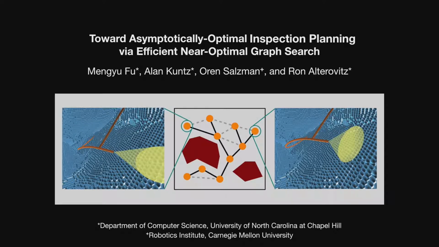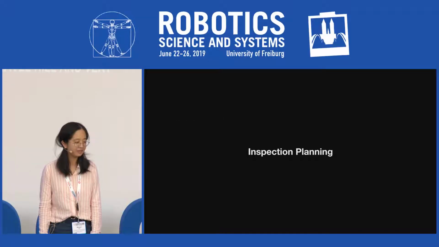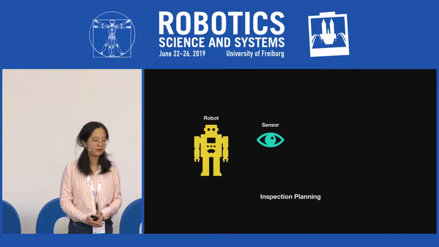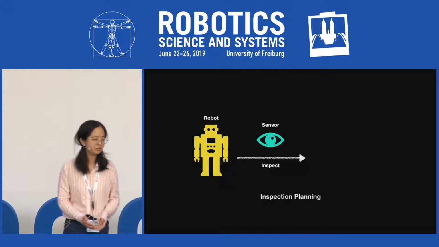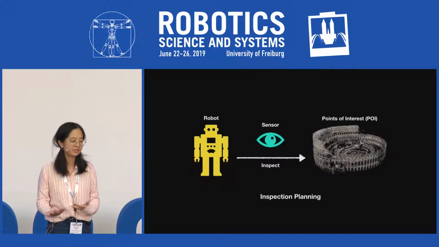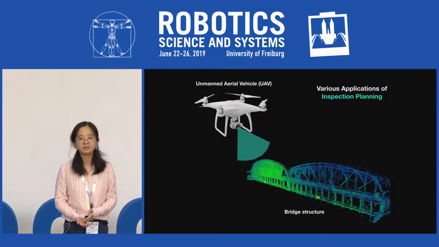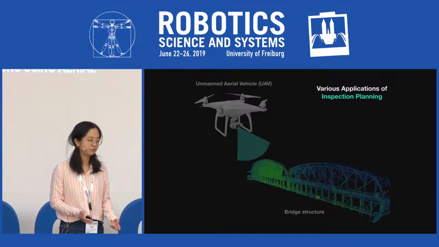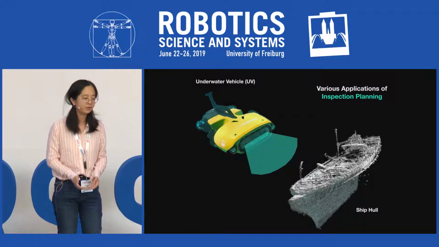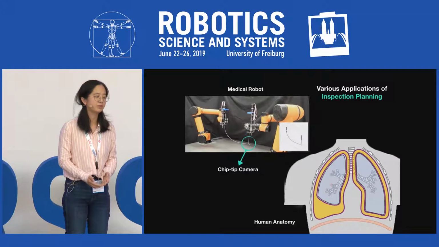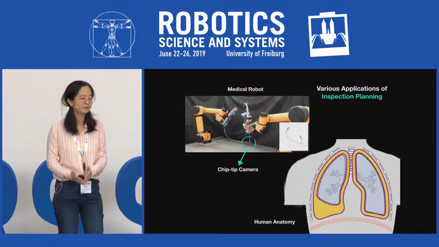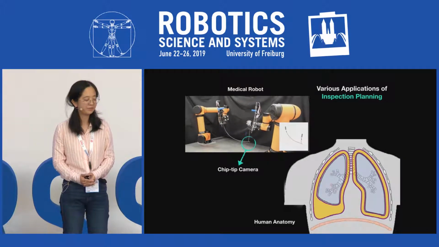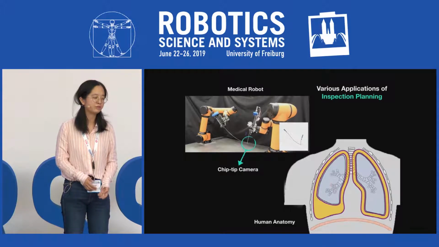Hi everyone, I'm Mengyu from UNC Chapel Hill. I'm very glad to present our work on inspection planning. In inspection planning, we have a robot equipped with a sensor, and we are to inspect a set of points of interest in the environment. Inspection planning has many applications, from using an unmanned aerial vehicle to do structural inspection of a bridge, to using an underwater vehicle to inspect a ship hull, all the way to using a medical robot to do endoscopic inspection of human anatomy. Let's take the medical case as an example of inspection planning.